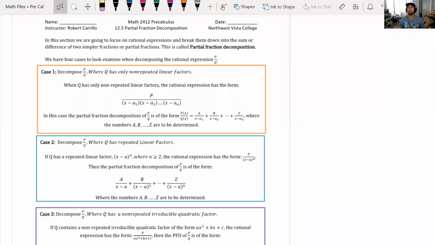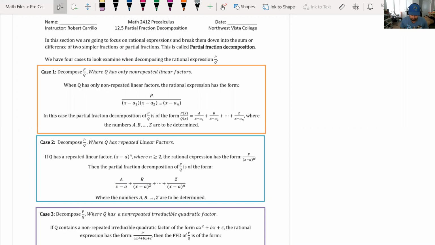Welcome everybody. This is 12.5, partial fraction decomposition, where fraction nightmares do come true, because we're going to take a fraction, a rational expression, and break it into what its original pieces were. That's what we're going to do here. That's why it's called partial fraction decomposition. And there are 4 cases to it. So let's get into the cases.